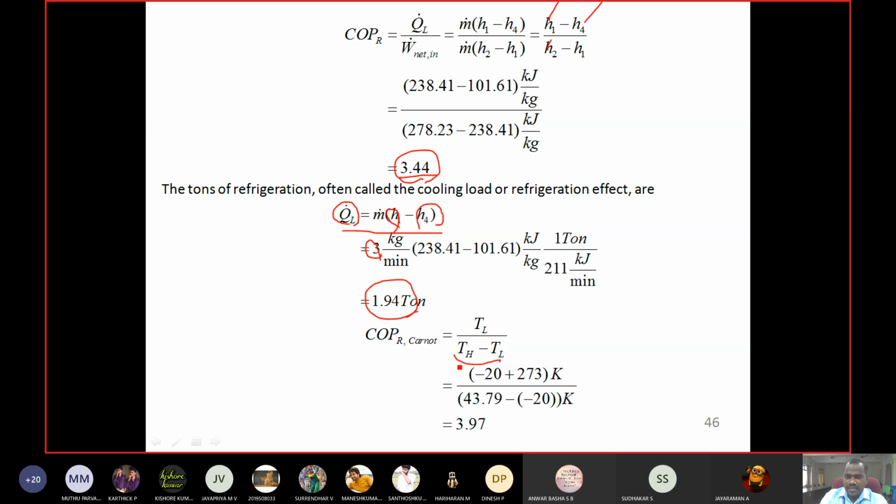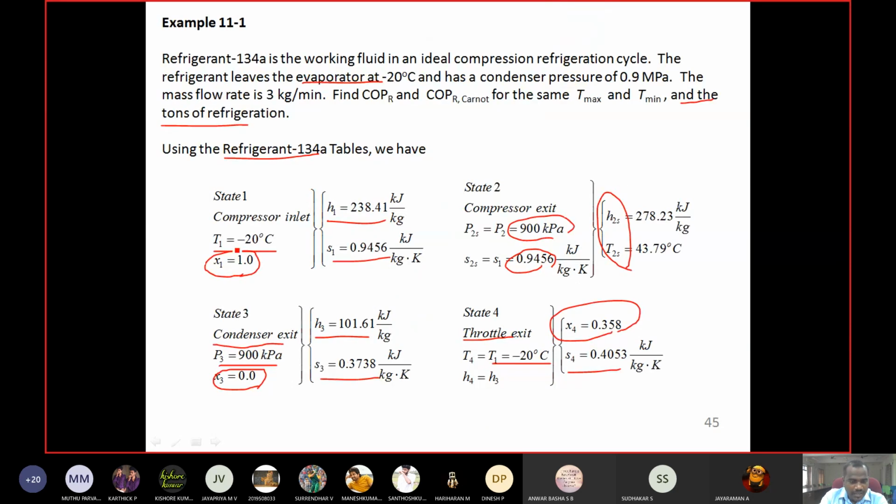So that will be minus 20. We have the values, right? So we have T low temperature will be minus 20 degrees and high temperature will be 43 degrees Celsius. You can compare. In this we have temperature minus 20, we have this temperature 43.79. So also we have TL minus 20 degrees. So here we have the low temperature minus 20 and high temperature 43.79 degrees Celsius.